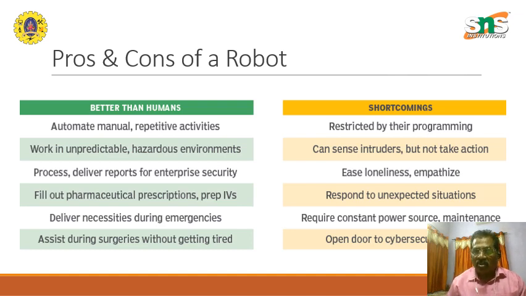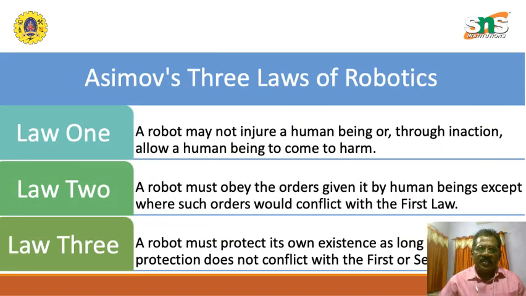What are the shortcomings of robots? They are restricted by their programming, and whatever the program is, that is what the robot is able to do. It can sense intruders, but it will not take action. It cannot ease loneliness, empathize, or respond to unexpected situations. They require a constant power source and maintenance, and are open to cybersecurity threats.